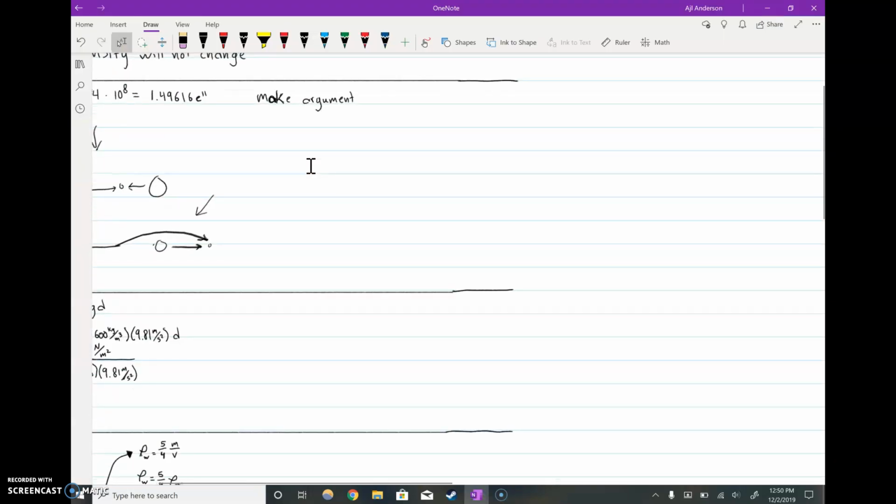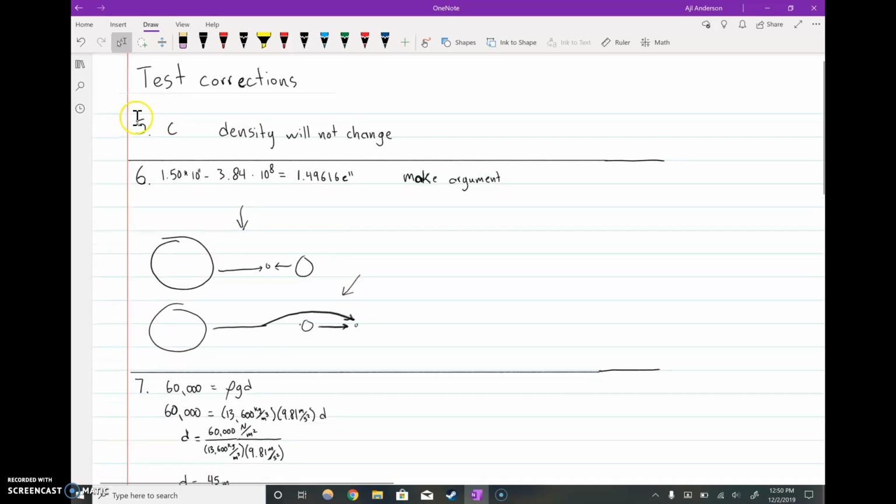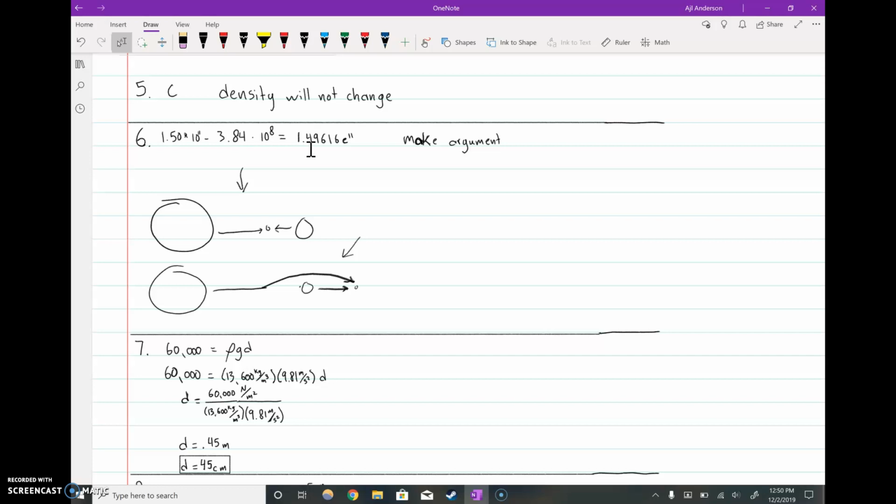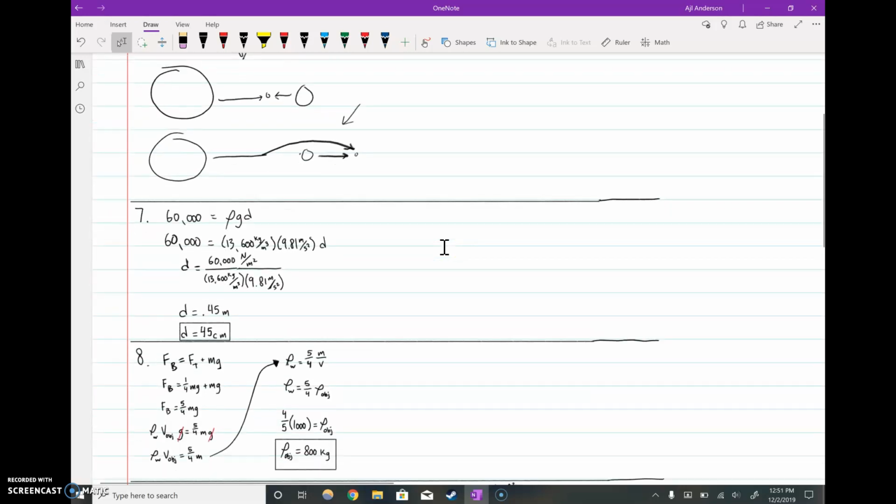Alright, here are my test corrections on this guy. It's because the density won't change no matter what size you make the item, because we're not changing the material. Yeah, we talked about this guy. It's because I didn't square the R's. Otherwise, I would have had it really closely.